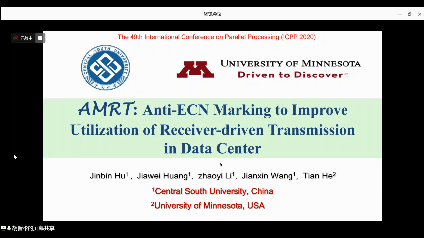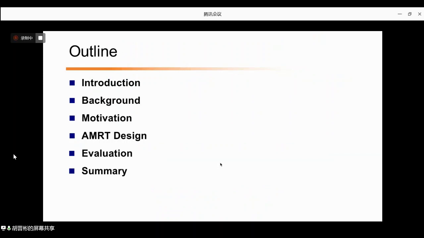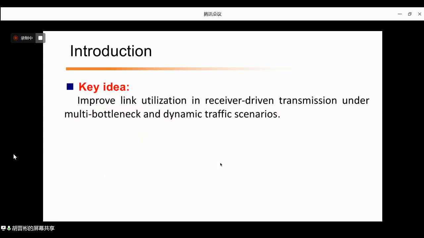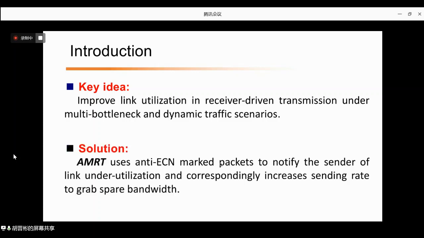My presentation today is divided into 6 parts. The first part is the introduction. Let me start with the key idea of AMRT, which is to improve link utilization in receiver-driven transmission under multi-bottleneck and dynamic traffic scenarios. To realize this idea, we proposed a new receiver-driven transport protocol. Specifically, AMRT uses anti-ECN marked packets to notify the sender of low link utilization, and correspondingly increases the sending rate to grab spare bandwidth.